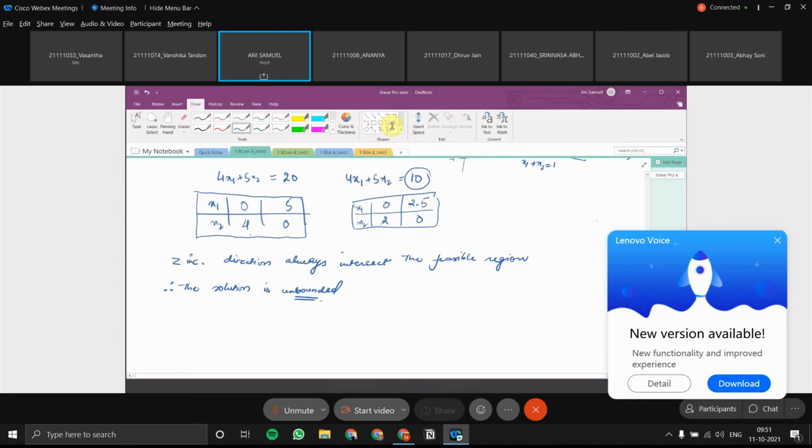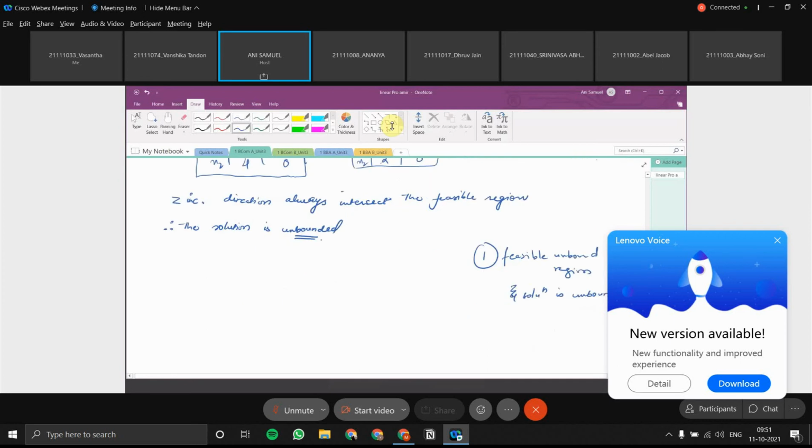Now as I have shown you here, you are getting an unbounded feasible region in this particular question, and the solution is also unbounded. But it is not always the case. Why? I'll show you with the next one.